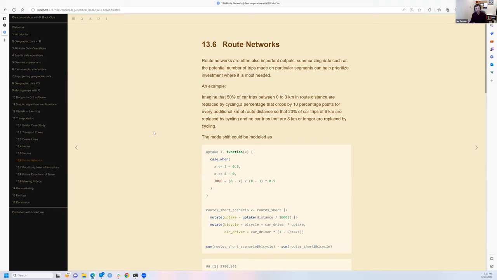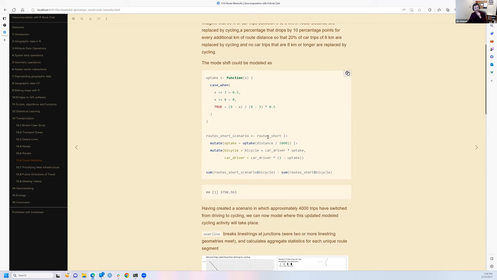Okay, so the next step is route networks. So in this case, we're going to make another modeling assumption. If we can assume as a policy objective that we could target to replace 50% of the car trips between 0 and 3 kilometers. If 50% of the car trips could be replaced by cycling, and maybe that percentage drops by 10% for each additional kilometer of route distance, so that 20% of car trips of 6 kilometers are replaced by cycling, and none are at 8 kilometers or longer, we could actually build a function that assumes that and build a scenario using this uptake function.